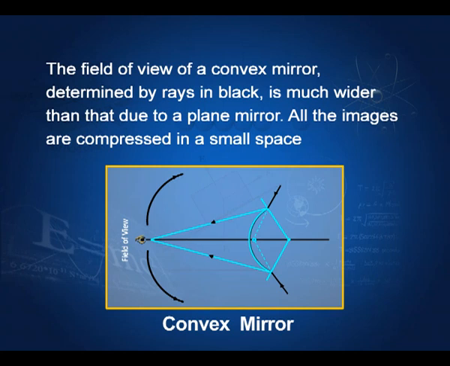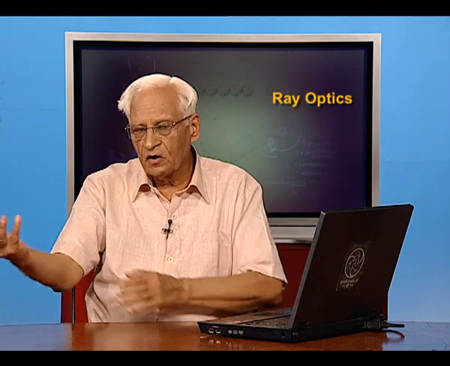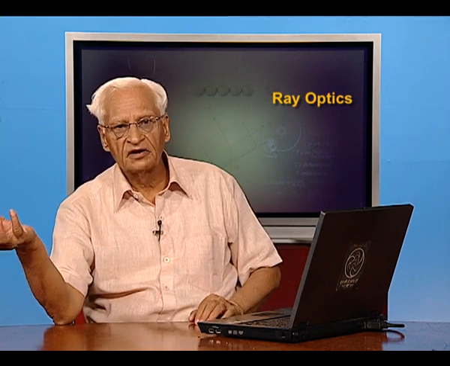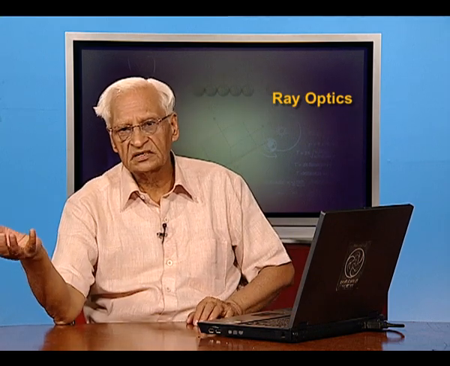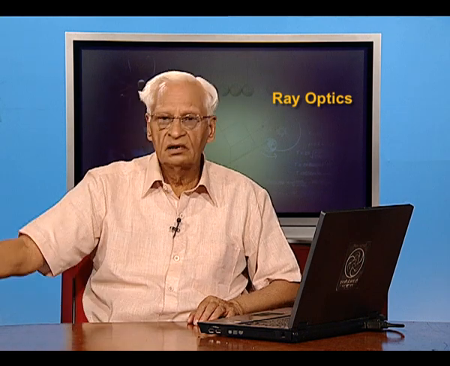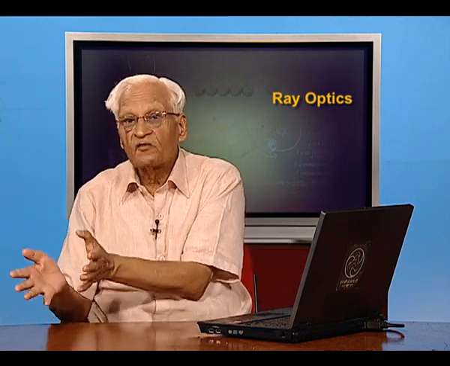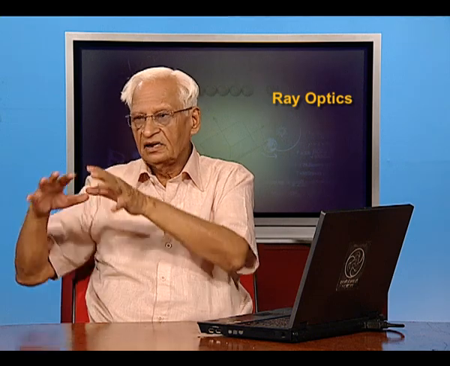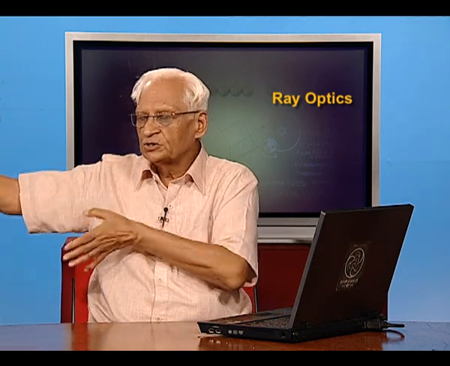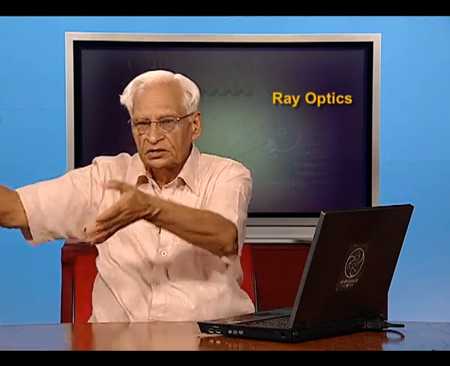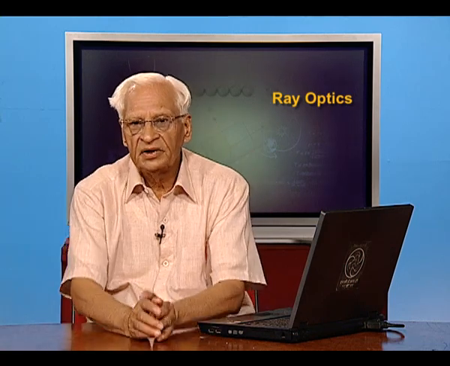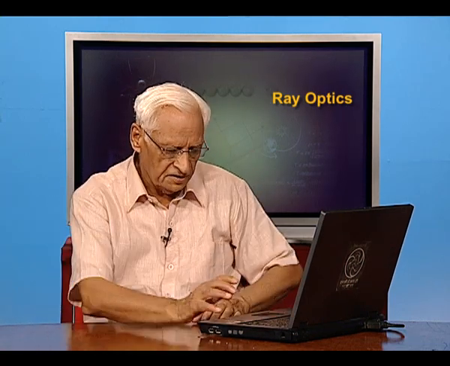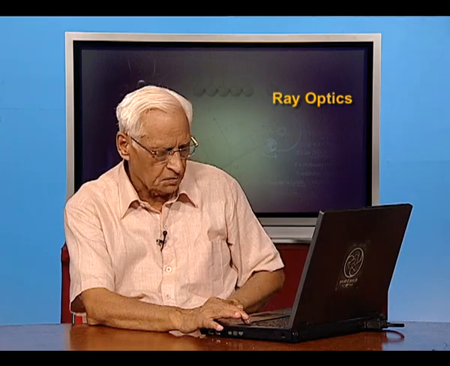So, therefore, the field of view of a convex mirror is much larger than the field of view of a plane mirror, and therefore, we have on the sides of the driver in a car or in a bus or in a scooter a convex mirror, so that its field of view is large. It can show the whole traffic coming behind us and we can drive carefully and properly.